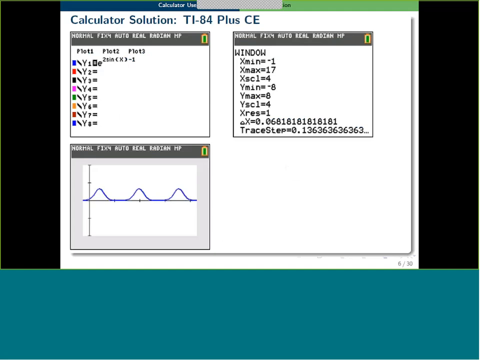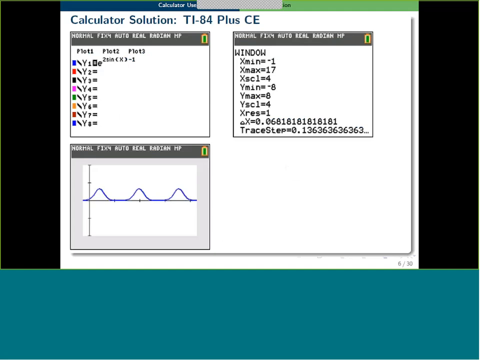In the top left-hand corner, I entered this velocity function in the y equal menu. Then I went to the window and set up the scales, x min, x max. You'll notice that I went a little bit farther to the left and the right. I went -1 to 17 so that I could see just a little bit more of the graph.